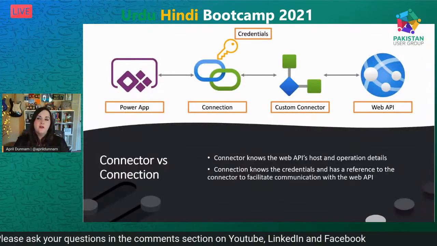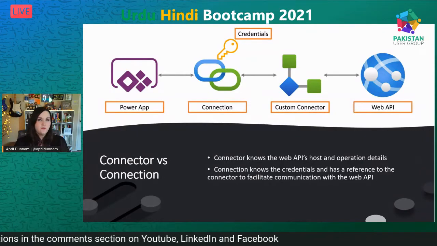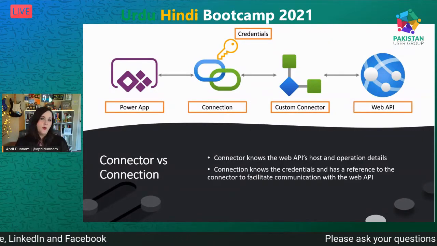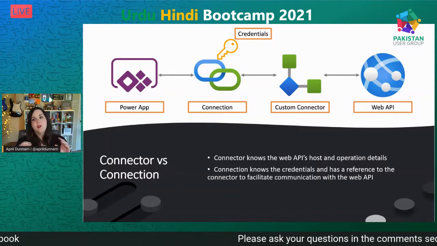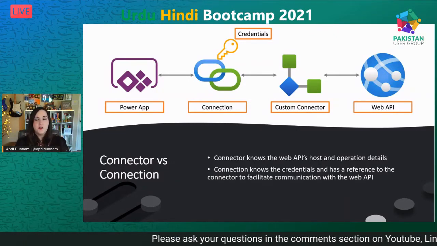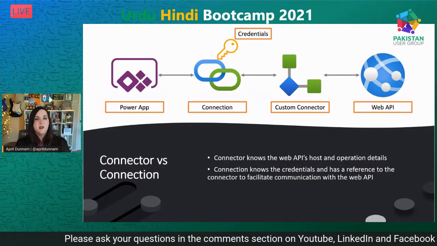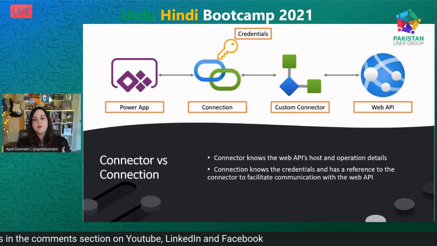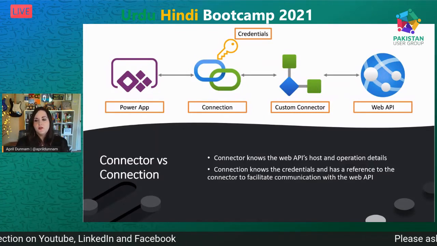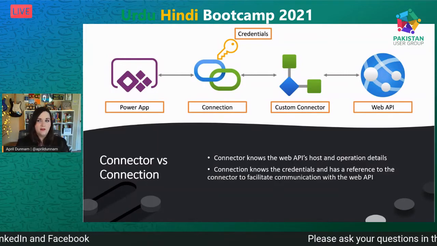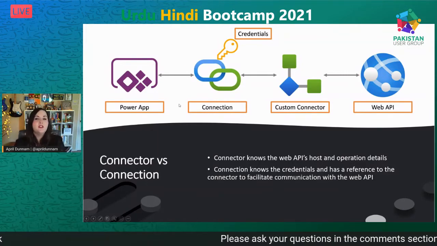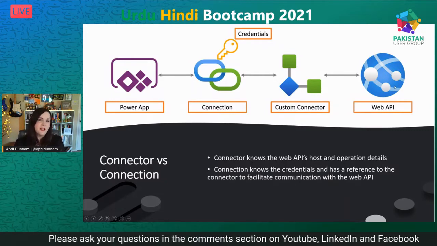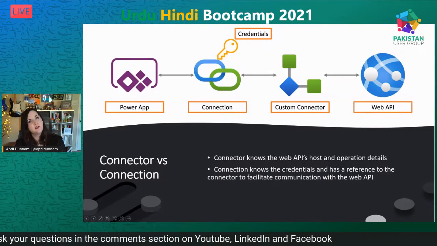One thing I wanted to point out too is the difference between a connection and a connector. The connector is what knows about the API's web host and operation details, whereas when you create a connector, you have to create a connection to it to use it within your application. That connection itself is what knows the credentials and has a reference to the connector and helps facilitate the communication with the API. So just a key difference here: if we want to use this in a Power App, we need to create a connection to our connector, and that is passed back to the web API so that we can consume the information.